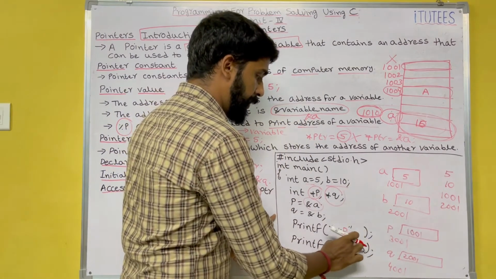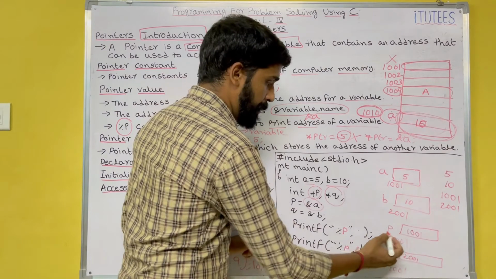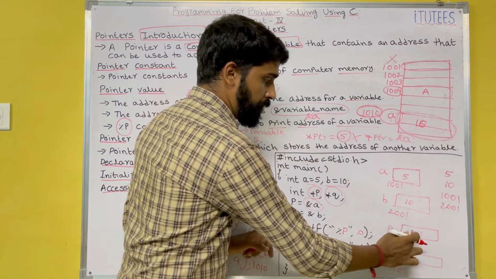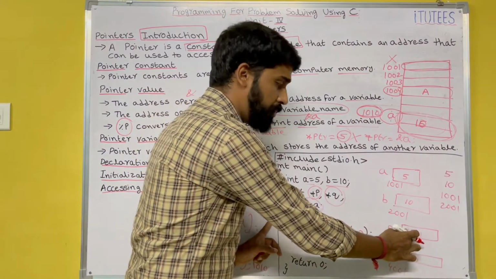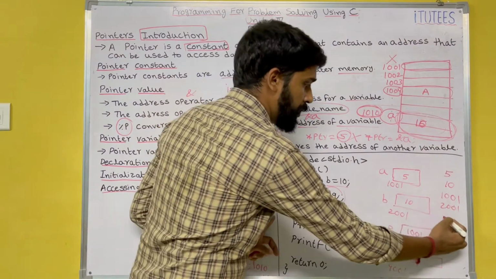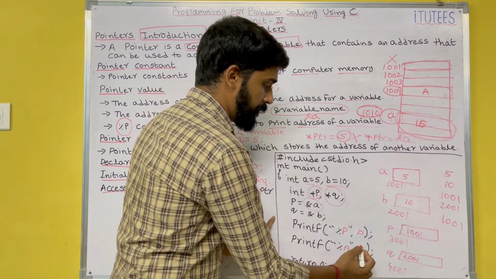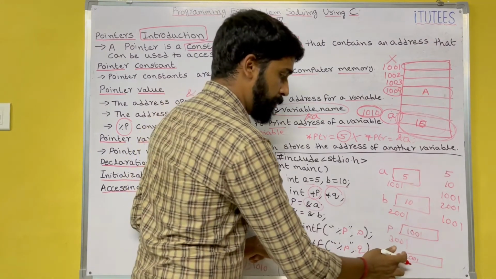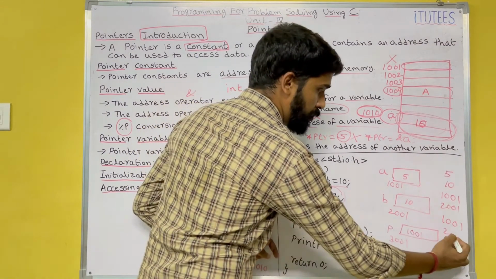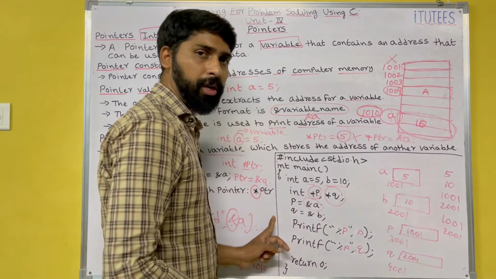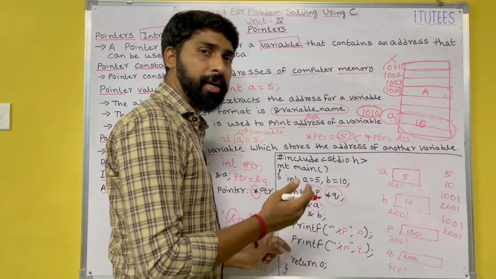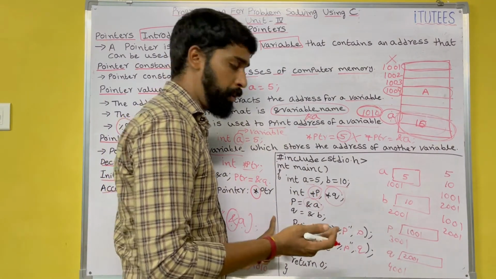Instead of ampersand a, you can give p also. What is the content in p? 1001. This is the address, so it prints 1001. Instead of ampersand b, you can give q. Now it prints the content in q, 2001. Now we see how to access the contents of a variable with the help of a pointer.